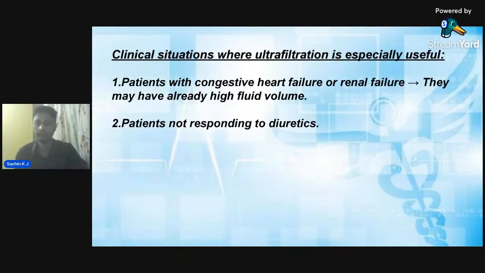Clinical situation where ultrafiltration is especially useful is in patients with congestive heart failure or renal failure. They may already have high fluid volume. The patient is not responding to diuretics. Next one, sir.